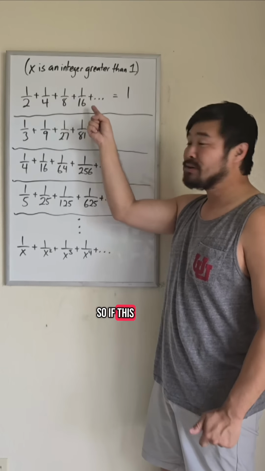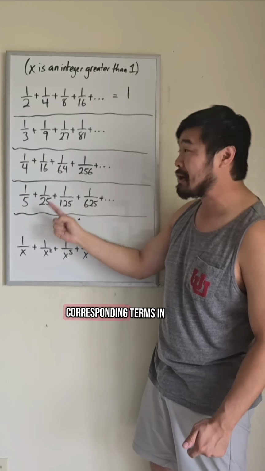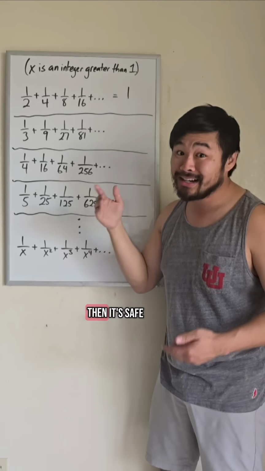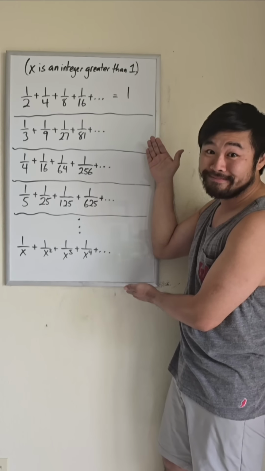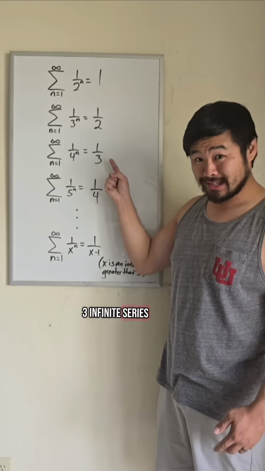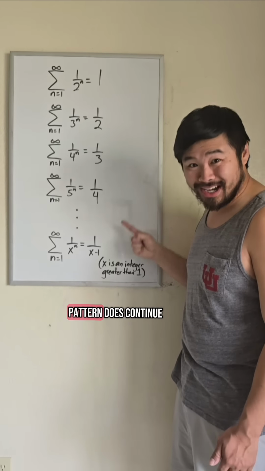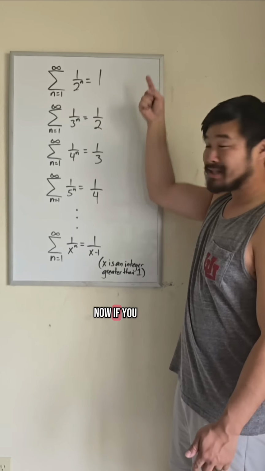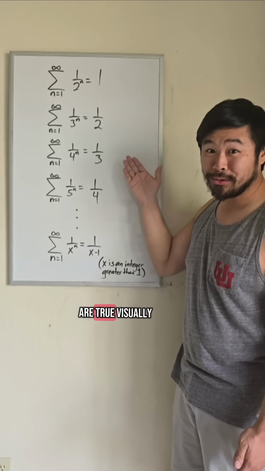So if this infinite series converges, and all of these terms are less than the corresponding terms in this series, then it's safe to say that all of these series converge as well. So I made videos visualizing these three infinite series, and some of you noticed that there's a pattern over here, and we can see that this pattern does continue. Now, if you missed those videos, I recommend watching them to see why these are true visually.